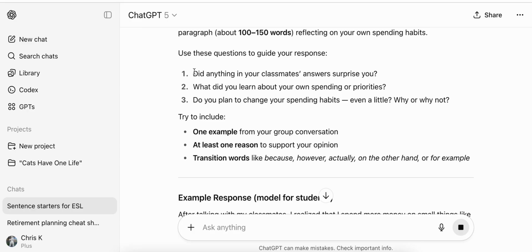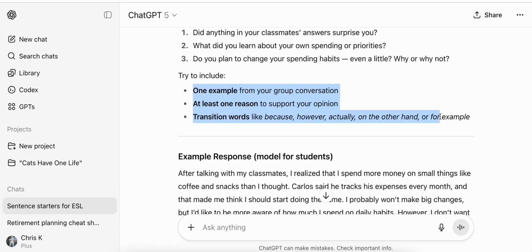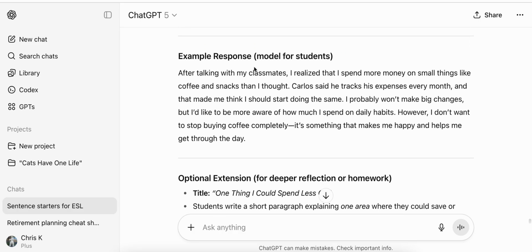Oh, these are better questions. Did anything in your classmates' answers surprise you? What did you learn about your own spending or priorities? Do you plan to change your spending habits even a little? Why or why not? Include an example from your group conversation, one reason. Okay. Oh, here's an example response.